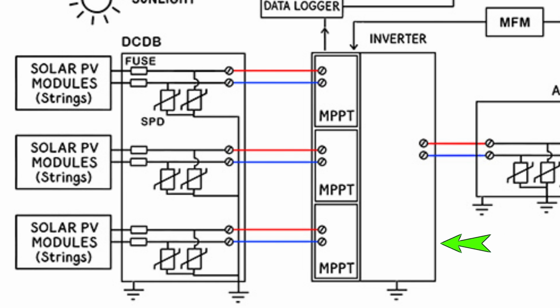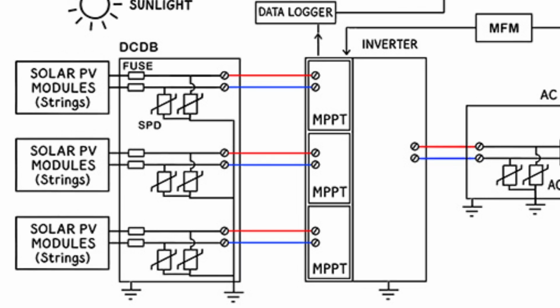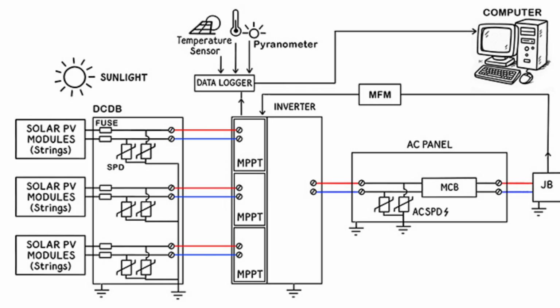The inverter is the most important part of the solar power plant. It converts DC power into AC power. AC power is required for grid connection and for building loads. The inverter also contains MPPT units. MPPT stands for Maximum Power Point Tracking. These units continuously adjust voltage and current to extract maximum power from the solar panels. The inverter also synchronizes its output with the grid voltage and frequency.